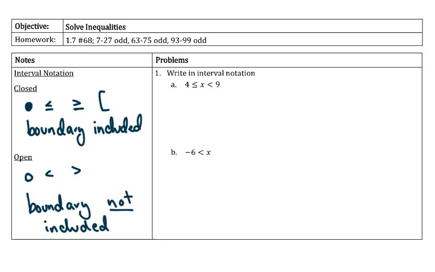So for example, here in A, it's a closed boundary. X is between 4 and 9, including 4. So we'd put a bracket, then 4, then you'll see a comma, and then the second number might also be in a closed bracket if the other one was closed. But here we can see that it's an open boundary, meaning that we're not including that final number. And for those, we use parentheses.